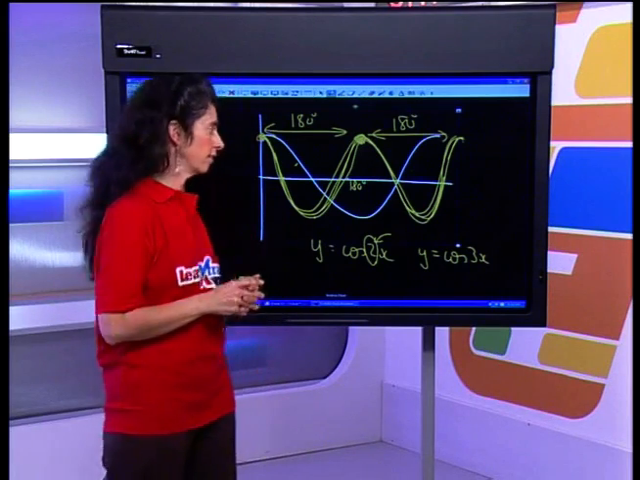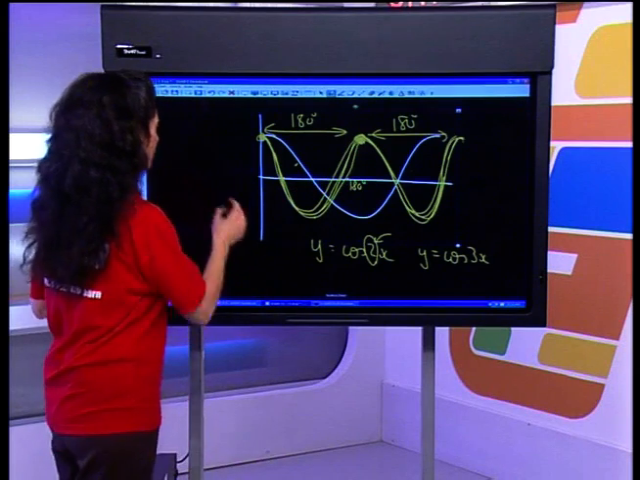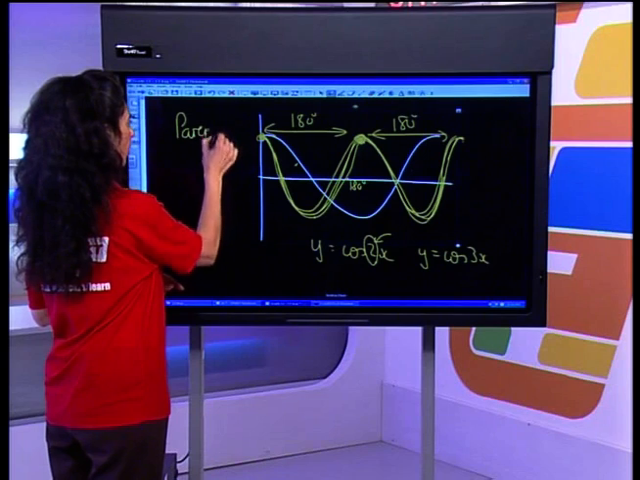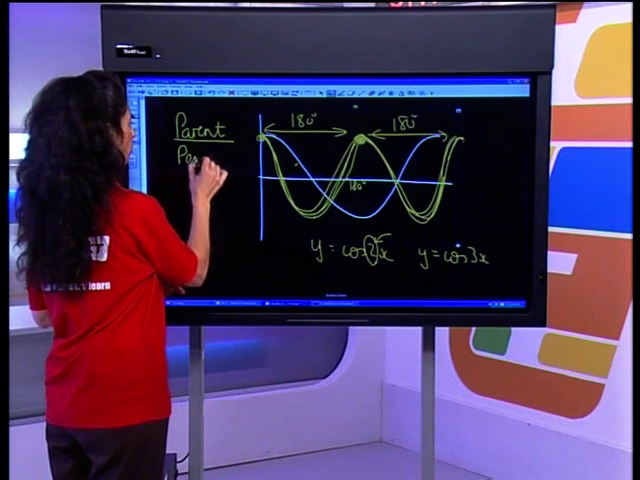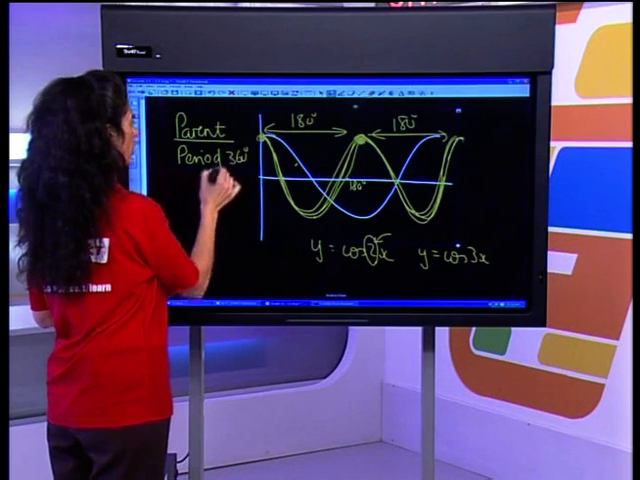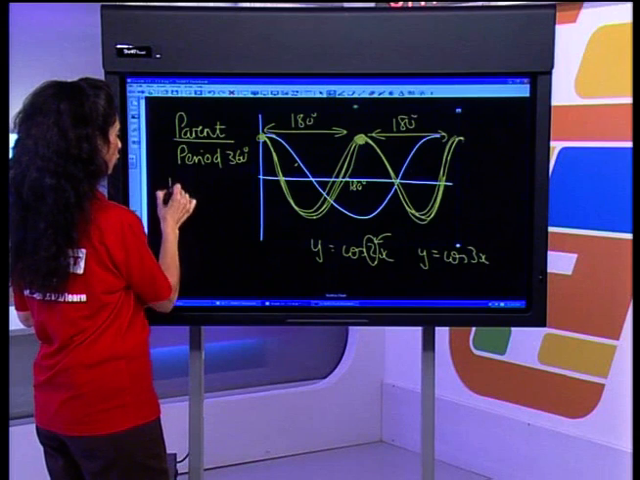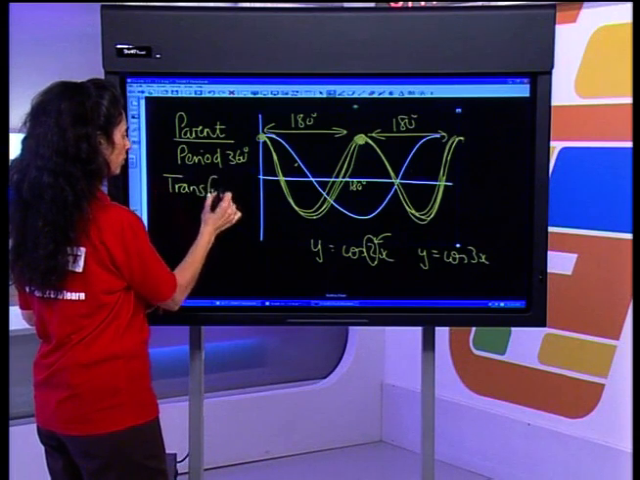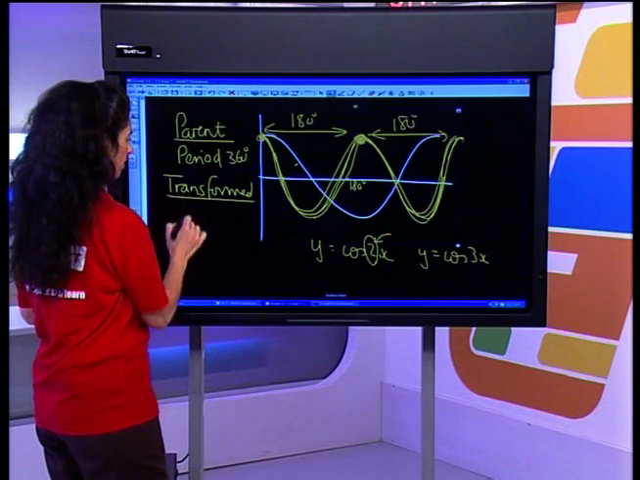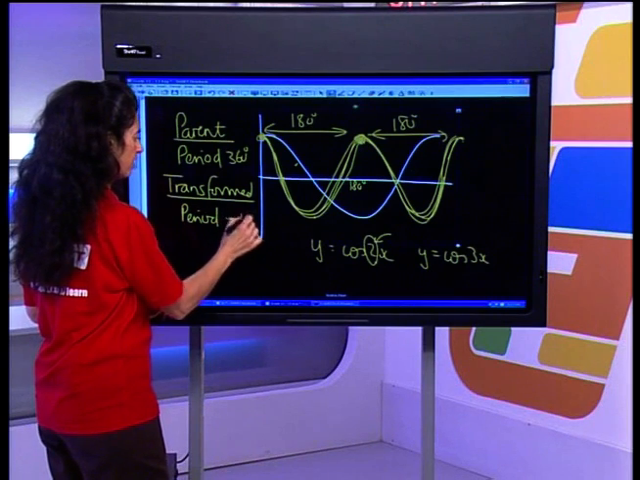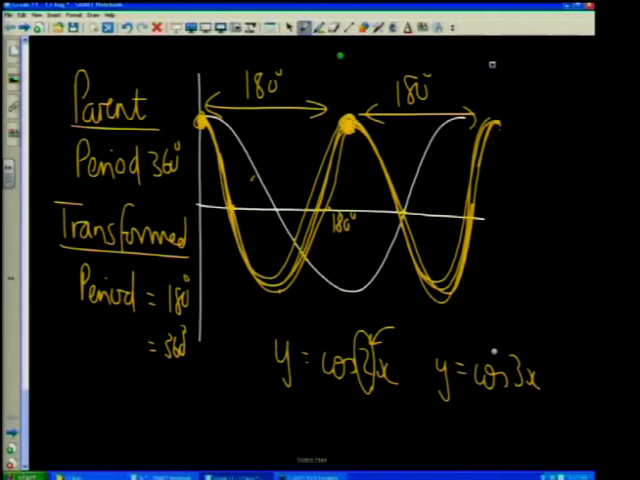And the period is affected. If this is 180, we could say that the parent graph has a period of 360. The transformed graph will have a period that is 180, which is really 360 divided by 2. So if we take these two values, that's the period of the parent graph, and that's the coefficient of the angle. So the period will change with respect to knowing the period of the parent and the coefficient that you're working with.